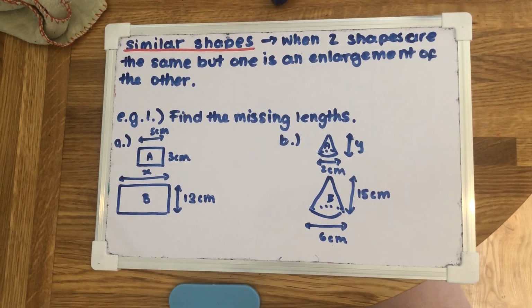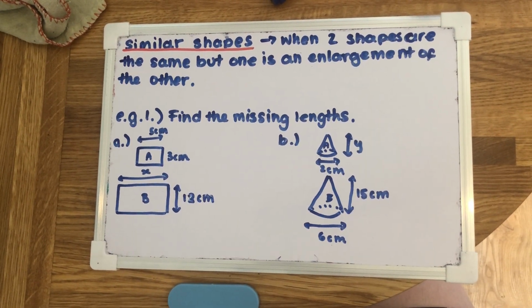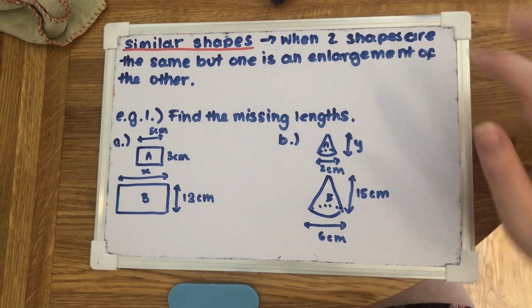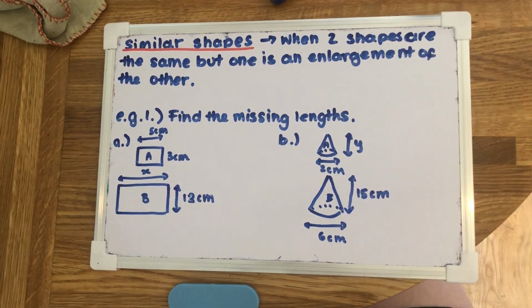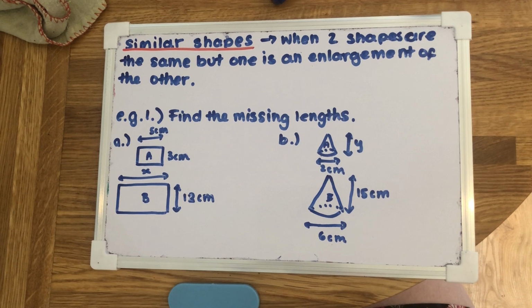Okay, in this video we're going to be talking about similar shapes. So if anyone hasn't ever done it before, I've written a little description of what they are. Similar shapes are when you've got two shapes that are the same, but one is bigger than the other, so an enlargement of the other.